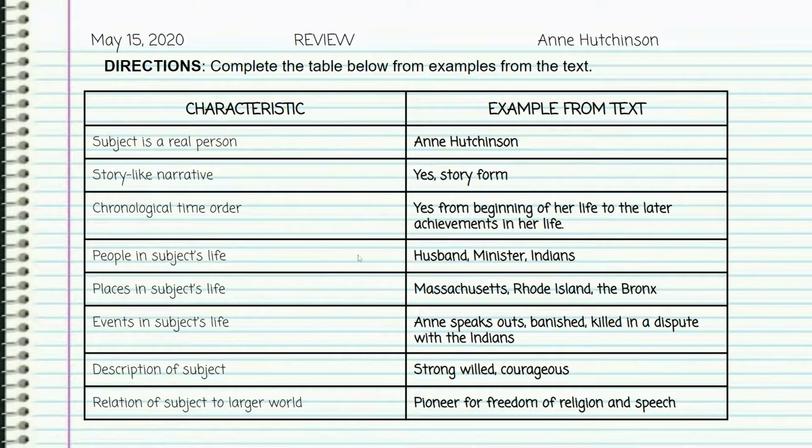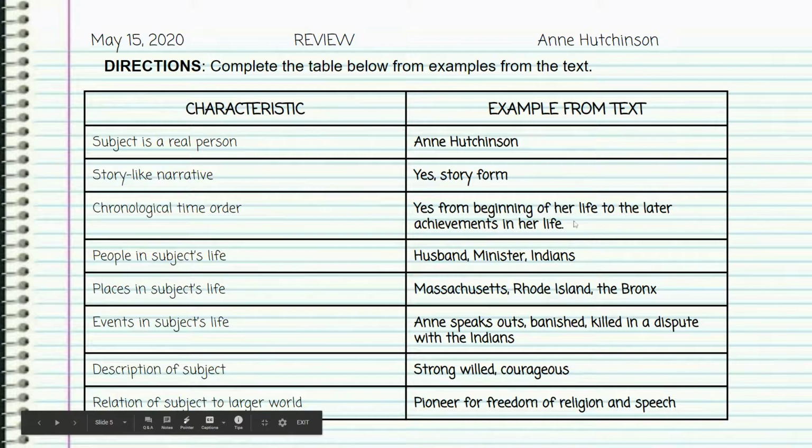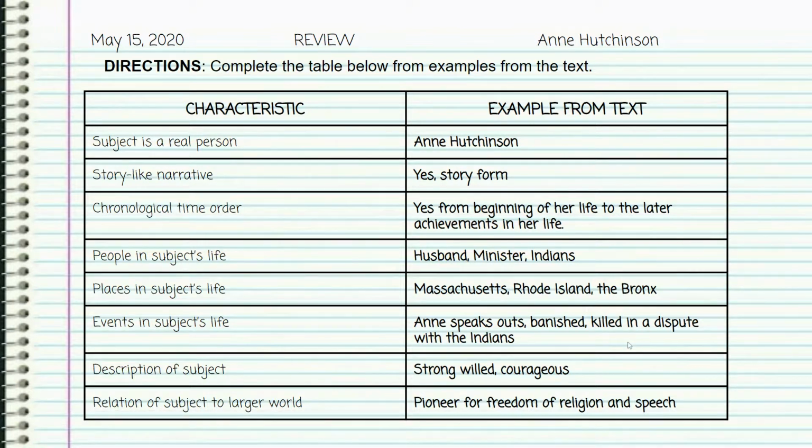People in subject's life, her husband, the ministers, and the Indians. The places in the subject's life, Massachusetts, Rhode Island, and the Bronx. Events in subject's life, she speaks out, she's banished, and she is killed in a dispute with the Indians. Description of the subject, she's strong-willed and courageous, and she's a pioneer for freedom of religion and speech. Okay, so that's just a review from the table that we did yesterday.